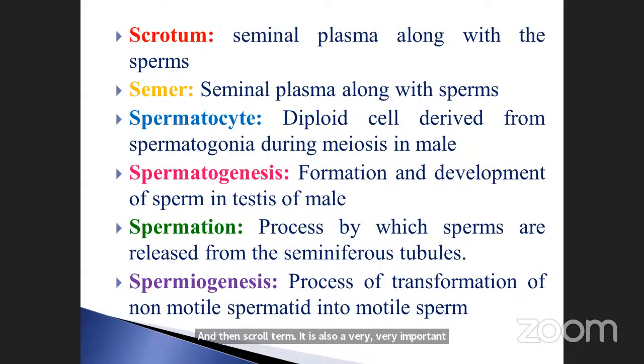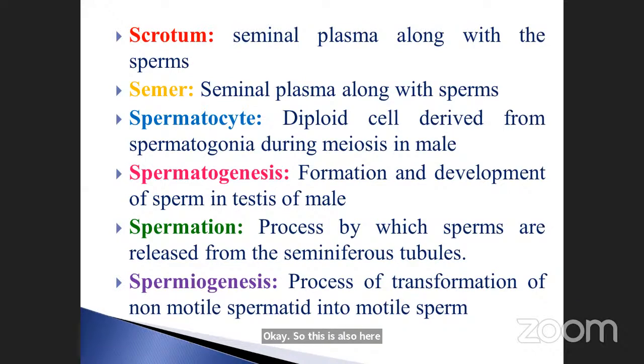A seminal plasma along with the sperms. Scrotum is another part. It is a male reproductive organ. It is also very essential for the production of sperm, and it is bound in a pouch-like structure. The seminal plasma along with the sperm is collectively called semen. Okay, so this is also an important one.